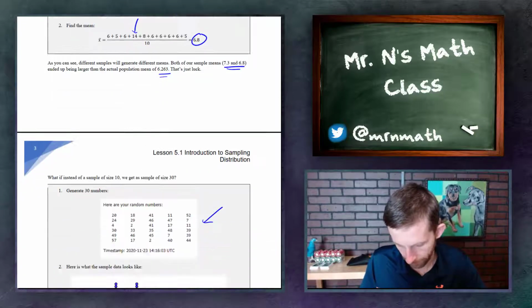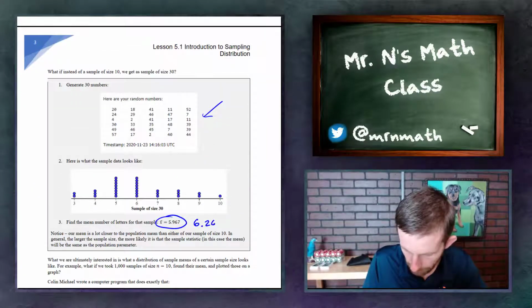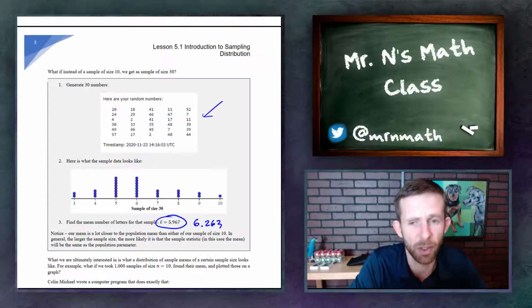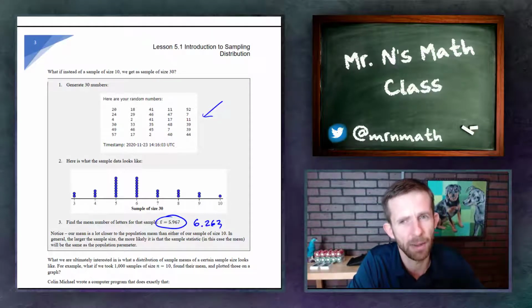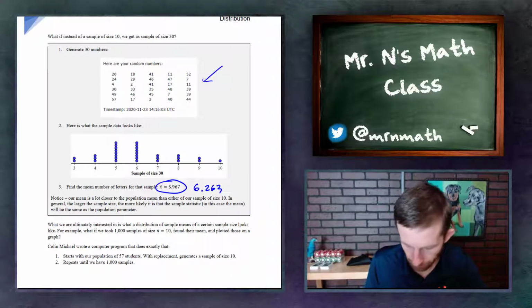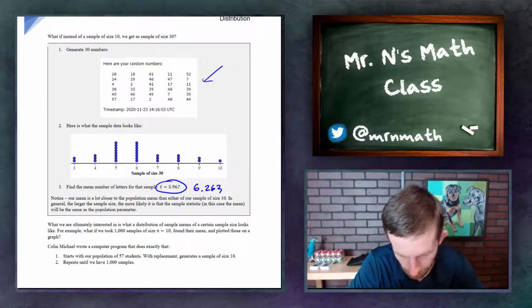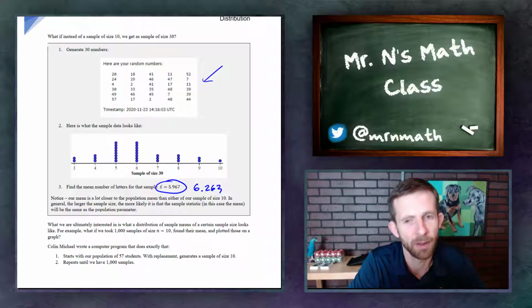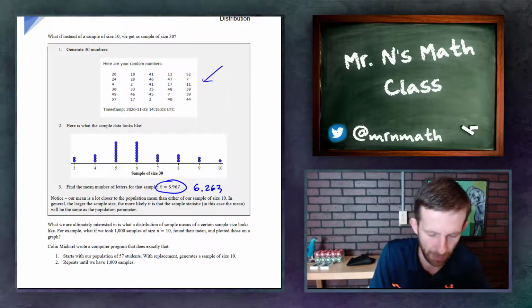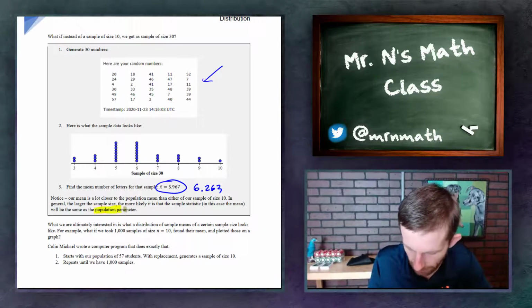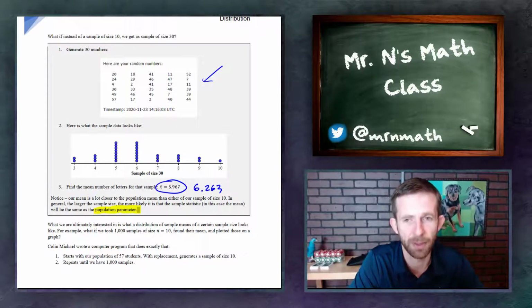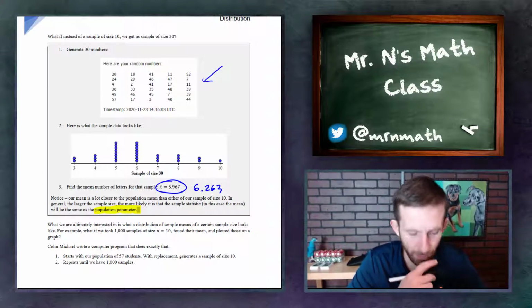what was the population mean? 6.263. Now, I expect larger samples to approximate the population mean more closely. So, our sample is a lot closer to the population mean than either of our samples of size 10. In general, the larger the sample size, the more likely it is that our sample statistic will be closer to the population parameter. So the population parameter is the thing that we would actually know if we took a census, but oftentimes a census in a large population is impractical. So we have to take a sample.